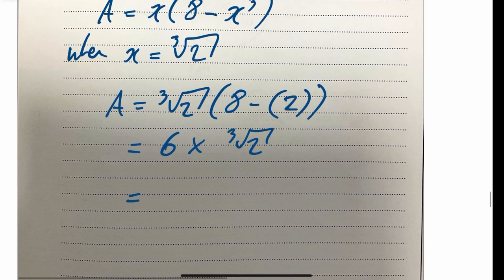And then I'll just do that on my calculator to see what I get. 6 times the cube root of 2, press equals, and I have got 7.56, and that is to 3 sig figs. So hopefully that is right, and that is it.